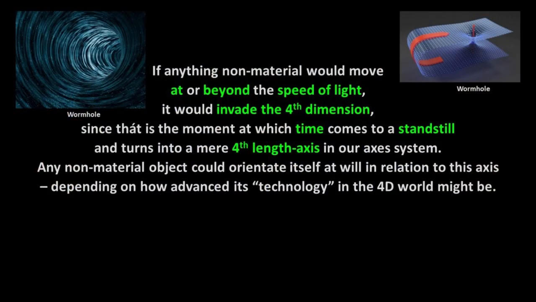If anything non-material would move at or beyond the speed of light, it would invade the fourth dimension, since that is the moment at which time comes to a standstill. The faster you go, the slower time proceeds. And when you get to the speed of light, time comes to a standstill and turns into a mere fourth length axis in our axis system. Any non-material object could orient itself at will in relation to this axis, depending on how advanced its technology in the 4D world would be. Can he walk? Does he have a car? Does he have an aeroplane?